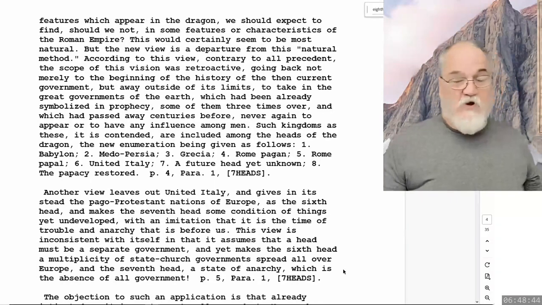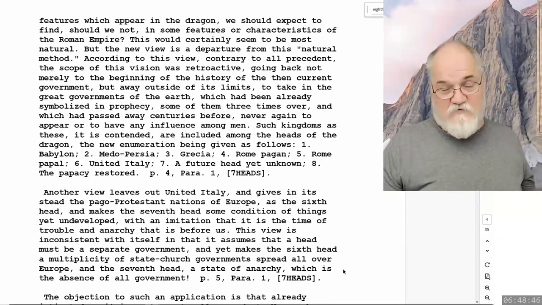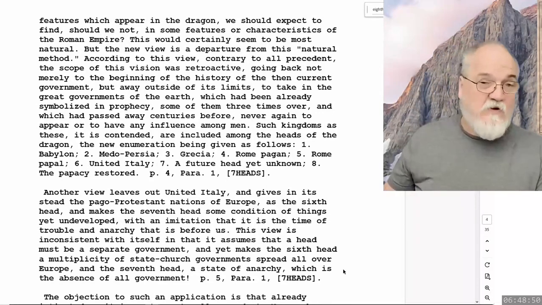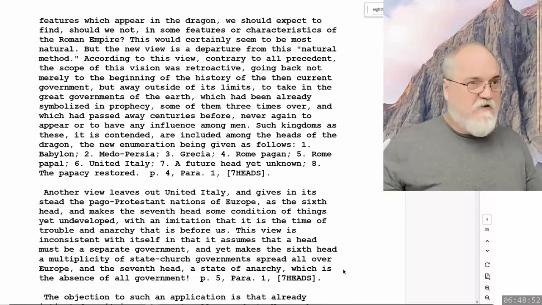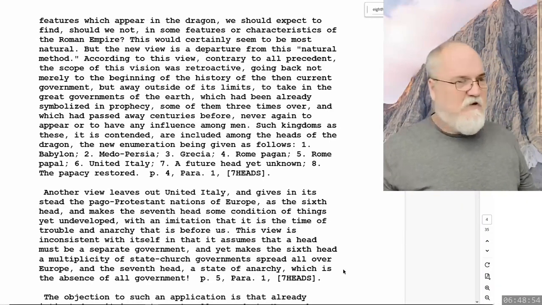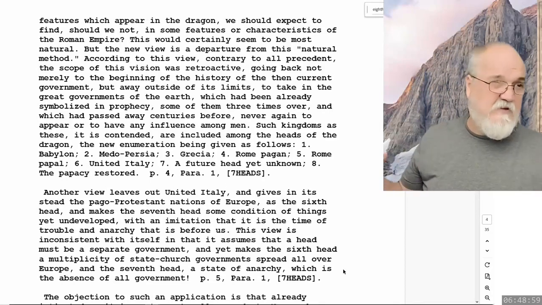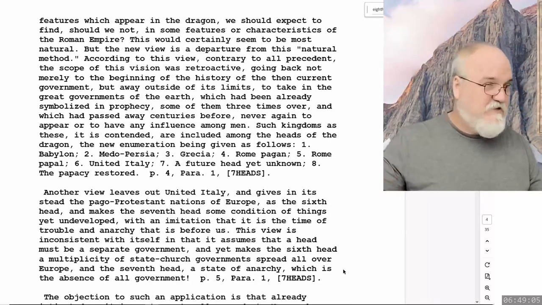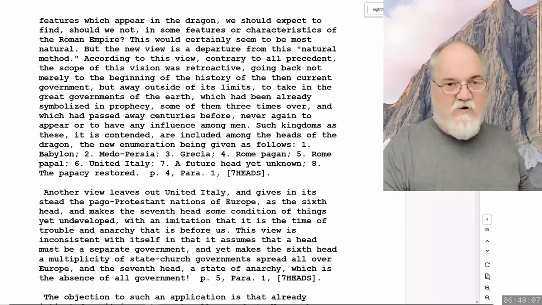Now he says, of course, we're going back within the government of Rome because we're looking at this progression of this government of Rome that's coming, right? So he's going to talk a bit about how different people deal with kingdoms, right? So you've got Babylon, Medo-Persia, Greece, Rome pagan, Rome papal, united Italy, right? A future yet unknown, the papacy restored. That's this part here.